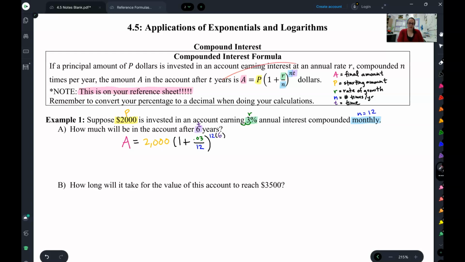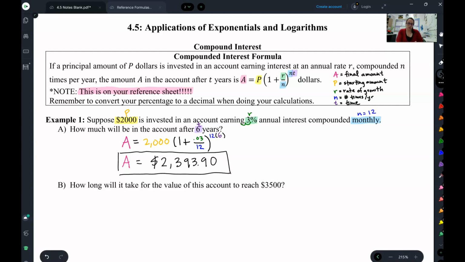So once again, this equation you don't have to memorize. That will be given to you on a sheet. You just need to remember what each of these numbers means so you know where to plug them in to the equation. Now, the nice thing about all of this is we can just type all of that into our calculator, just like that, and you're going to get $2,393.90. So after my $2,000 has been sitting in this account for 6 years, I now have almost $2,400.